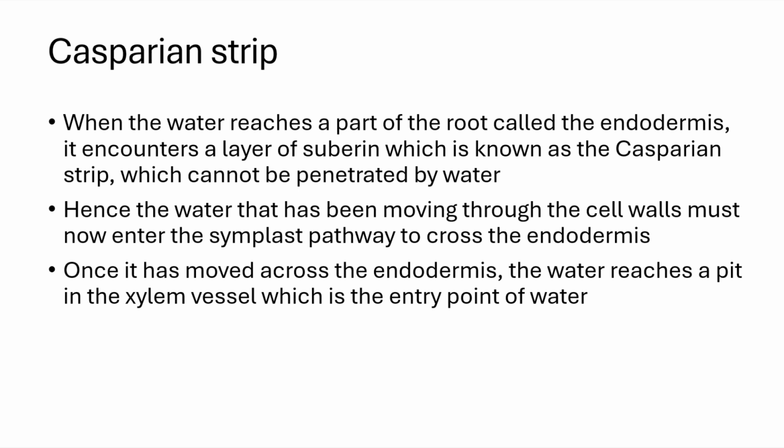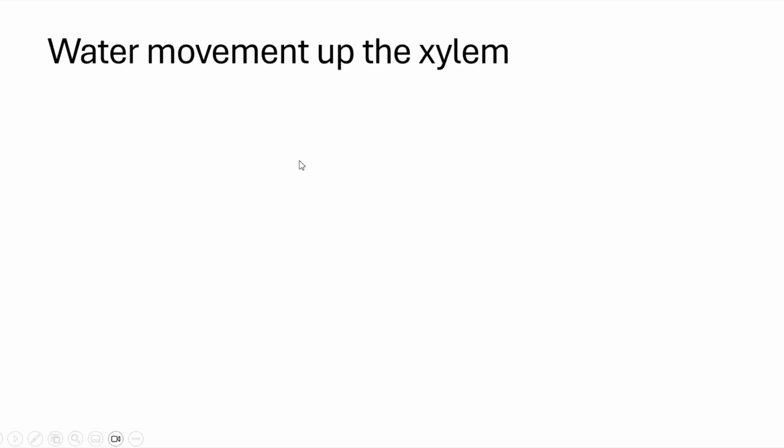Hence, the water that has been moving through the cell walls must now enter the symplast pathway to cross the endodermis. It was moving through the apoplast first, which means moving straight through the cell walls, but now it can't do that since the suberin is impenetrable. So it has to start moving through the cytoplasm now, the symplast pathway. Once it has moved across the endodermis, the water reaches a pit in the xylem vessel, which is the entry point of water. Alright, calm.